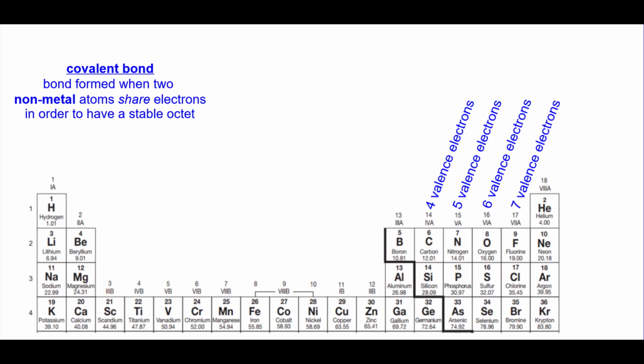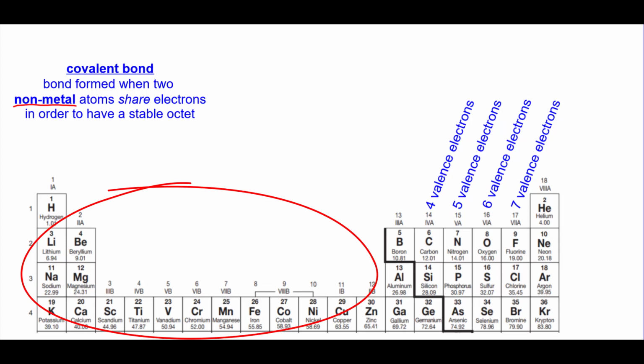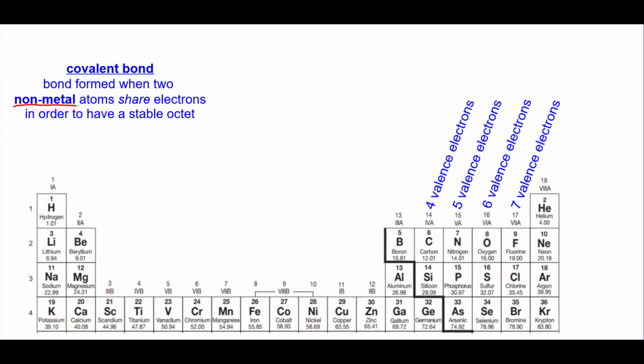Now, why does the definition include the words non-metal? Why does it have to be those kind of atoms? Well, it's because metals that are over here on the left-hand side of the periodic table, they just can't make covalent bonds. After all, if you took an atom of lithium and it has one valence electron because it's in group 1, and you took a magnesium that's in group 2, it's got two valence electrons, well, there's no way for these two atoms to share those electrons in order to end up with a stable octet.